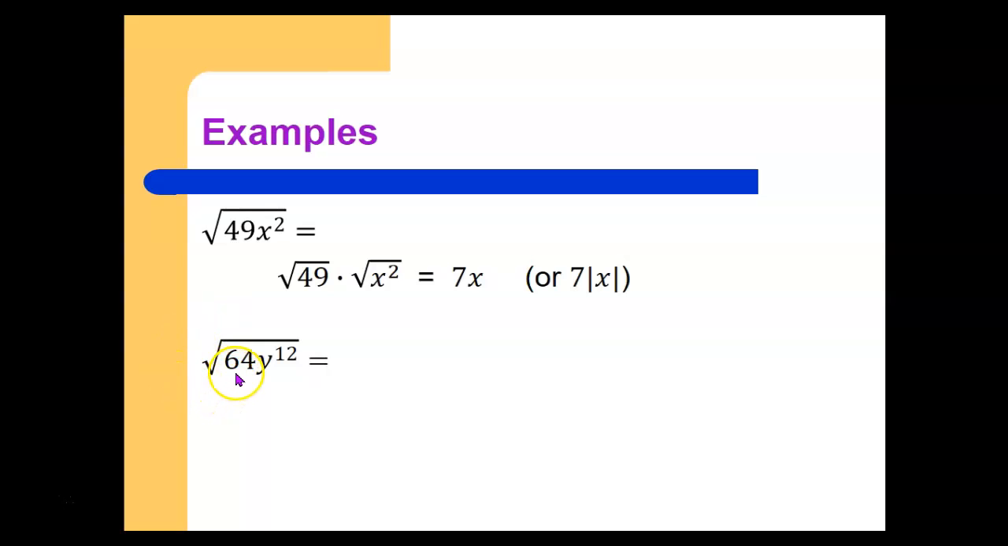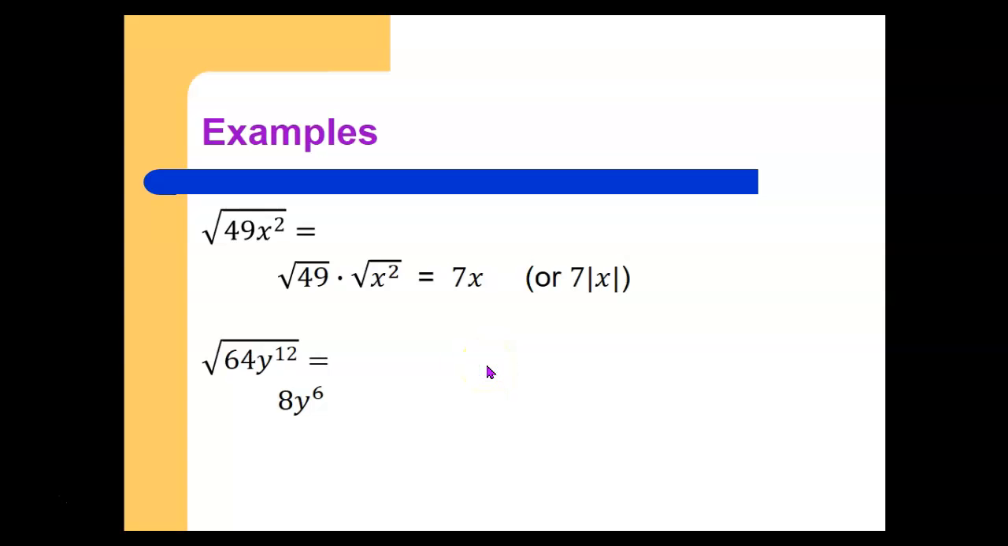What about the square root of 64y to the 12th? Well, that breaks down into the square root of 64 times the square root of y to the 12th power. So the square root of 64 is 8, the square root of y to the 12th is y to the 6th, and so we write 8y to the 6th.